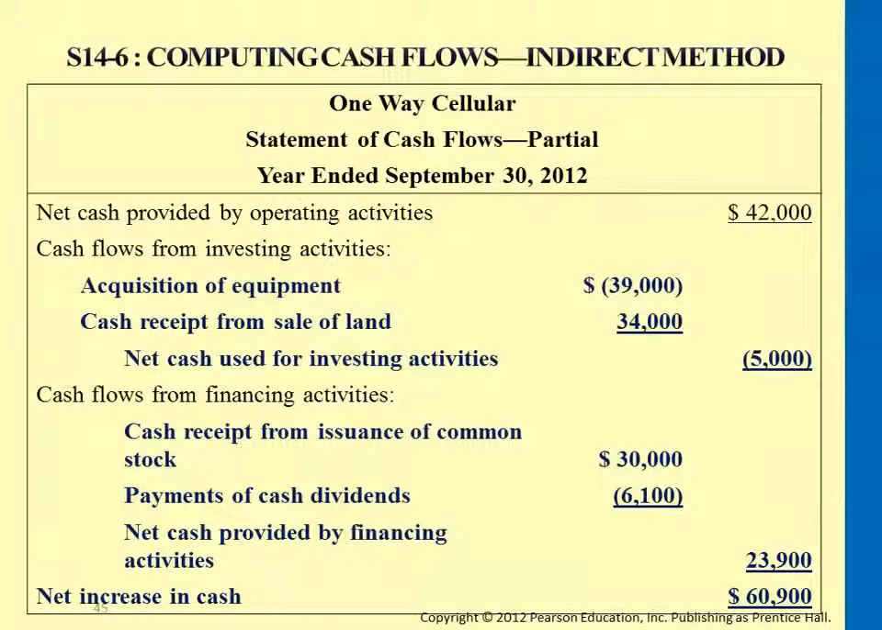Okay, so the investing section will look like this. We subtract $39,000, purchasing an asset, it loses the company's cash. Cash received from selling an asset, $34,000.